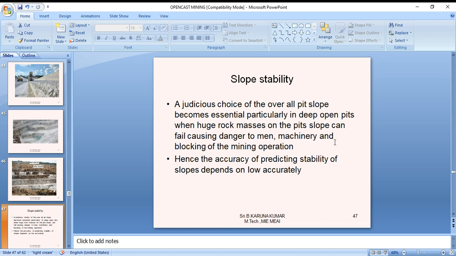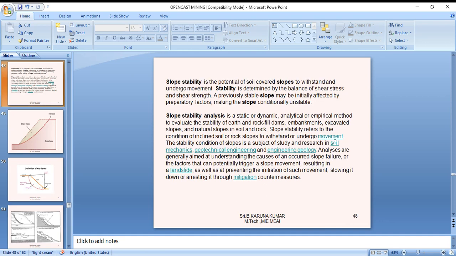A judicious choice of the overall pit slope becomes essential, particularly in a deep open pit, where huge rock masses on the pit slope can fall, causing danger to the machinery and blocking the mining operation. Hence, the accuracy of the predicted slope stability depends on the accuracy of the data. Slope stability is the potential of soil-covered slopes to withstand movement. Stability is determined by the balance of shear stress and shear strength. A previously stable slope may be affected by a preparatory factor, making the slope continuously unstable.